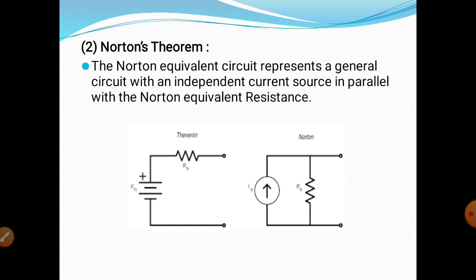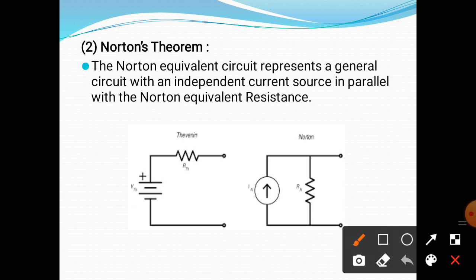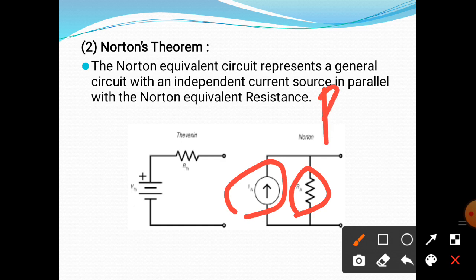In Norton's theorem, the circuit represents a general circuit with an independent current source in parallel with the Norton equivalent resistance. That means the current source is an independent source in parallel with the Norton equivalent resistance. The Norton equivalent resistance is RN, where R is the resistance and N stands for Norton. This is the circuit of Norton's theorem.